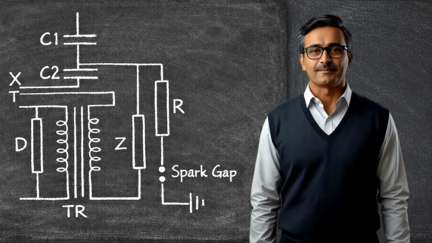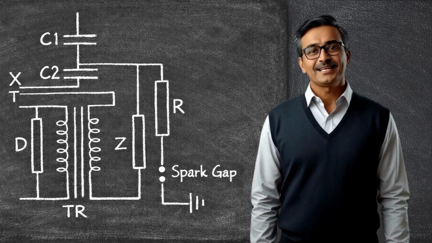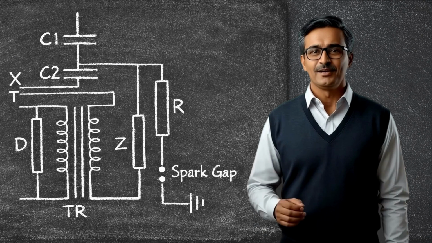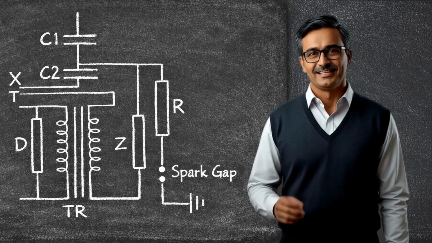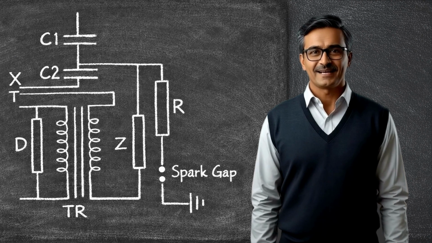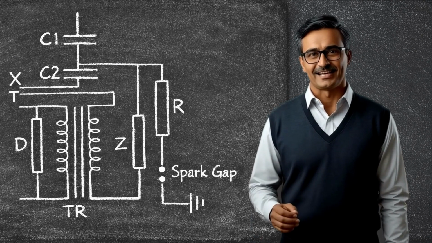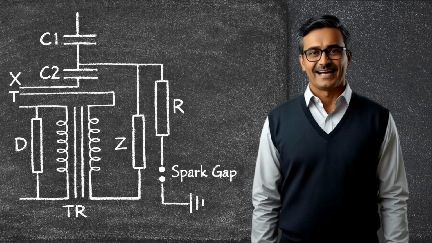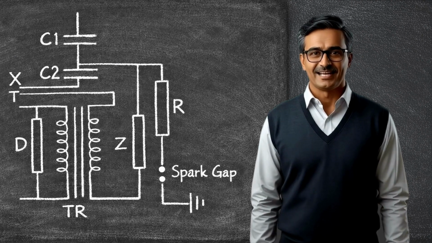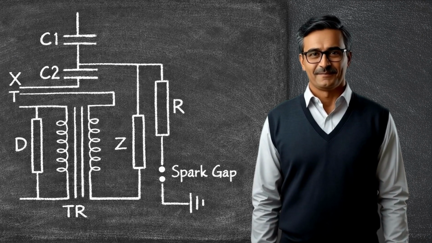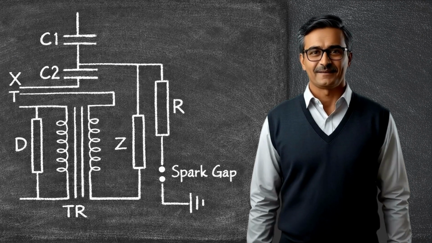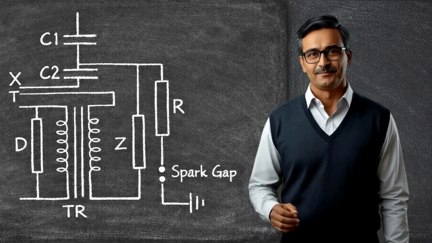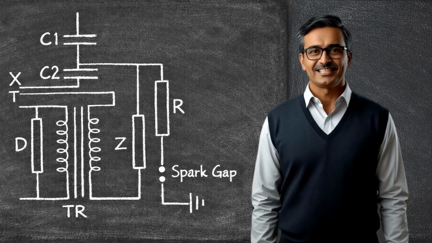Compensating reactor. Now look at this element marked Z. This is called the compensating reactor. Since the voltage divider is capacitive, it introduces reactance and phase error. Protection relays require very accurate phase information. So the reactor is added to compensate the capacitive reactance. In simple words, capacitors create phase error, reactor corrects that error. This improves voltage accuracy and phase angle performance.